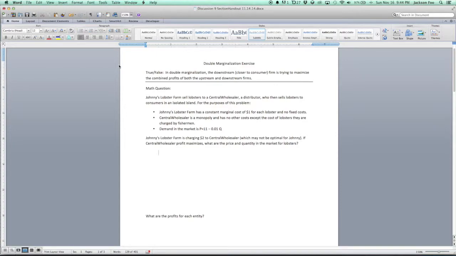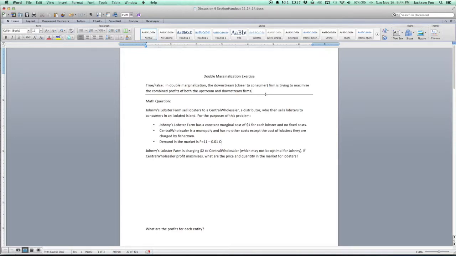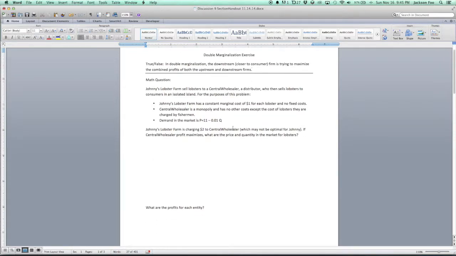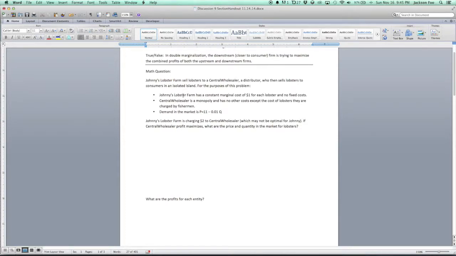Okay, so today we're going to be talking about double marginalization, the classic example of a principal-agent problem, wherein someone hires someone to work for them, but their incentives are not aligned. So this first true-false question, I'm going to leave it to the end once we're done with this page. It should become clear to you once you understand how the central wholesaler decides to set their prices and all that.